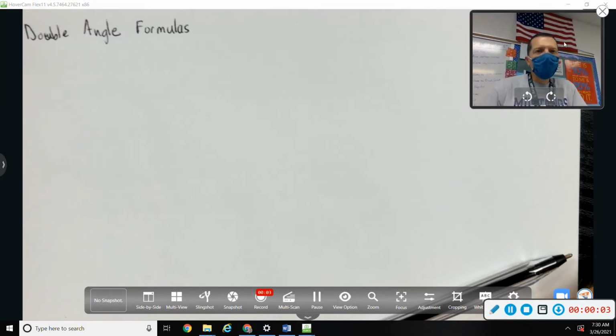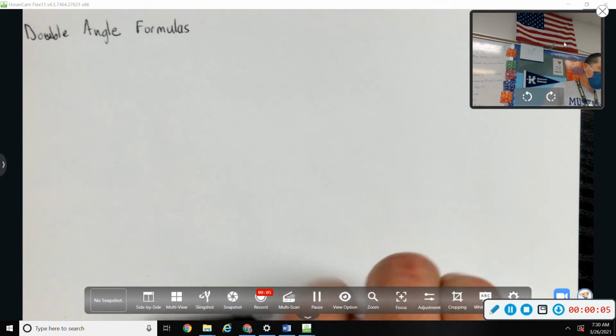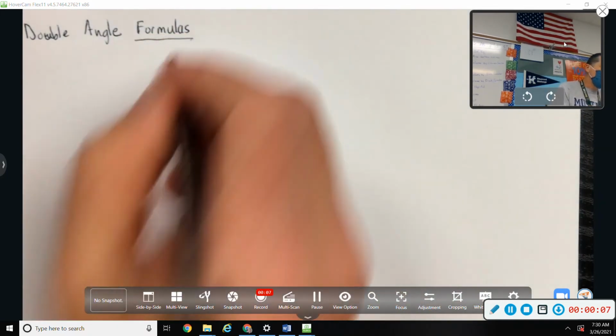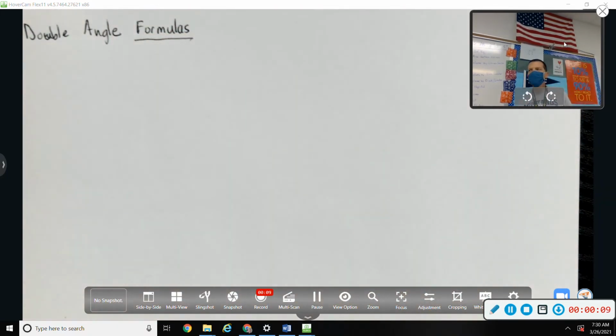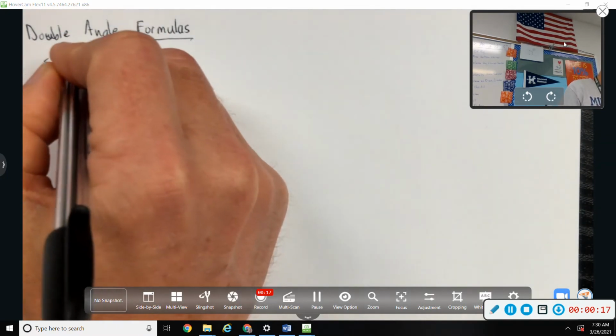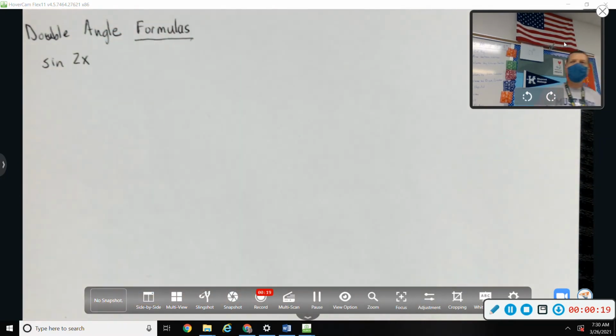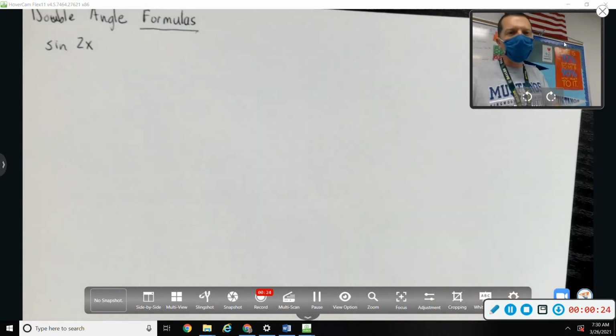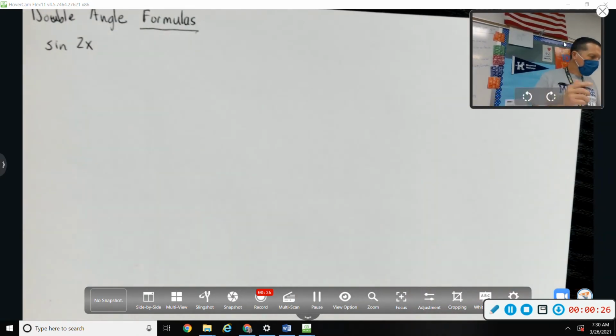All right, double angle formulas. And when we say formulas, these formulas come from previous formulas. Your test is going to be open note, so it doesn't really matter. But even if you had to memorize these, most people don't memorize them, at least if they already have the sum and difference ones available.